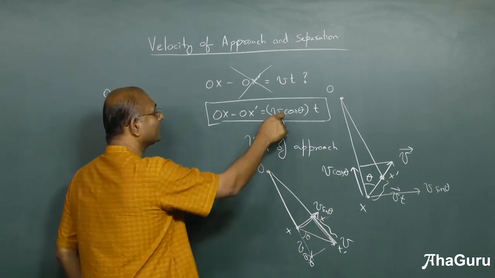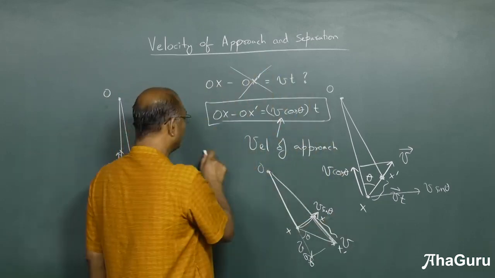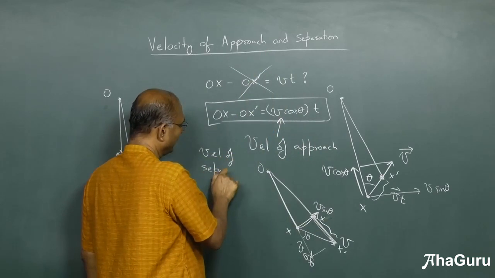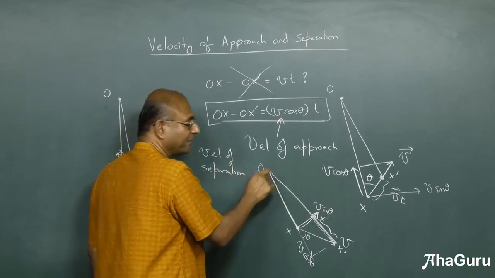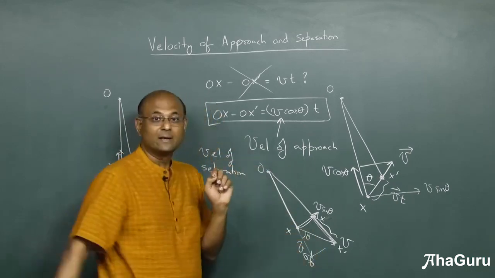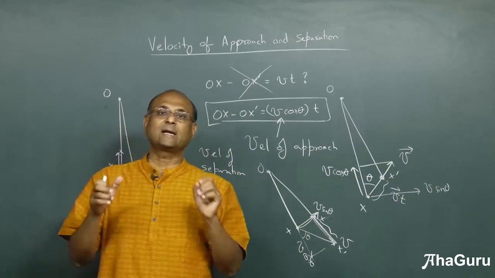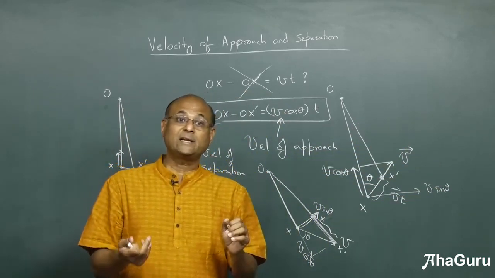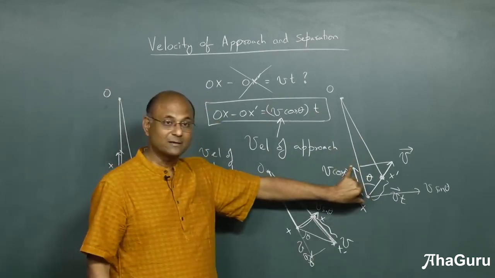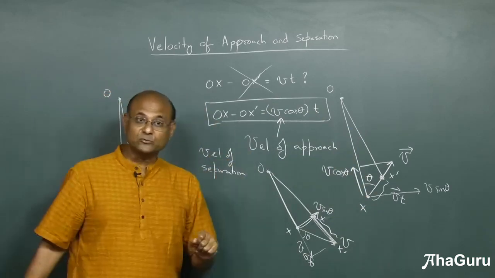Okay, so v cos theta will be the velocity of approach if it is moving towards O. It will be called the velocity of separation if it is moving away from O. So whether x is approaching O or separating is not determined by the entire velocity of the object. It is decided by the velocity towards O or away from O, only this part. So we call this the velocity of approach or separation. It turns out to be very, very useful in many questions.